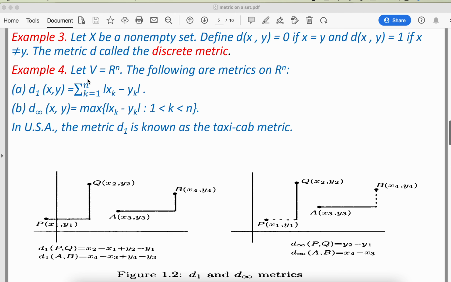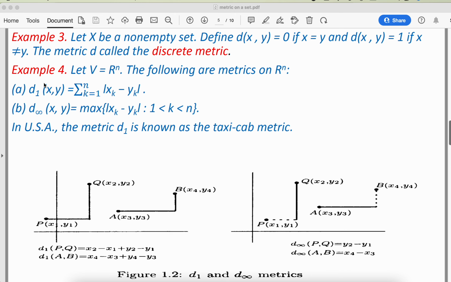One more example. Suppose we consider n-dimensional real space. Then if we define d1(x, y) equal to sigma k equal to 1 to n modulus of xk minus yk, and d infinity(x, y) equal to the maximum of modulus of xk minus yk, where k lies between 1 and n, then these are metrics on n-dimensional real space. We call this metric d1 the taxi cab metric in USA. This is known as the taxi cab metric.